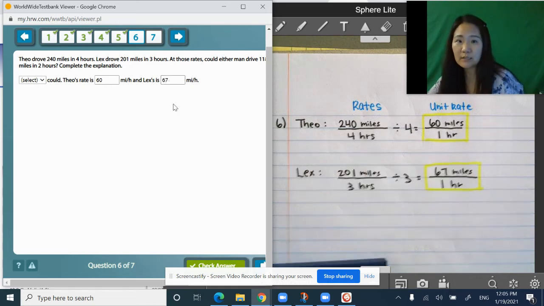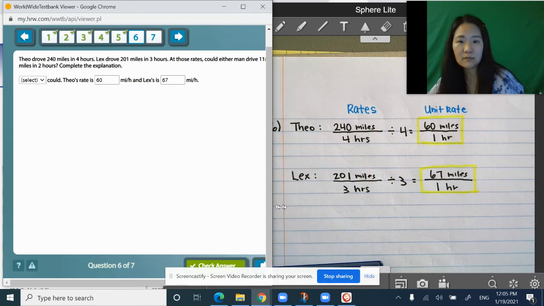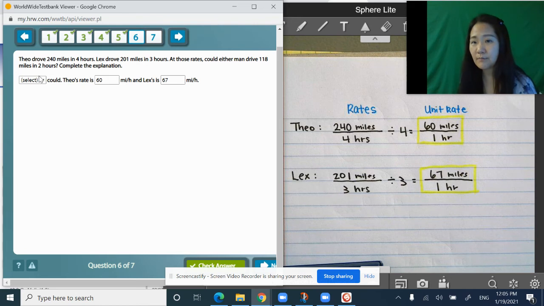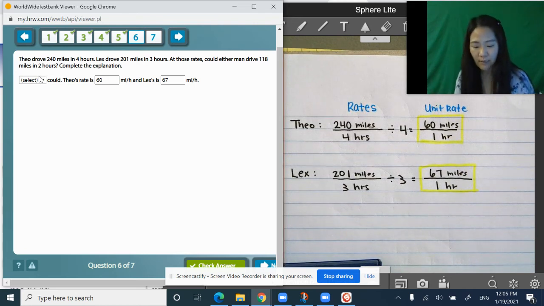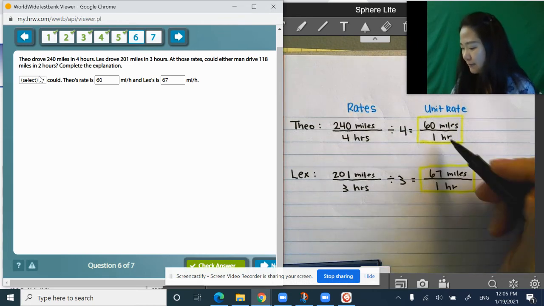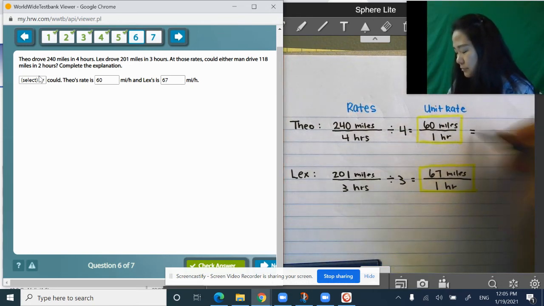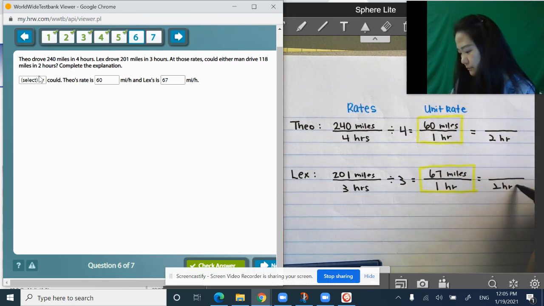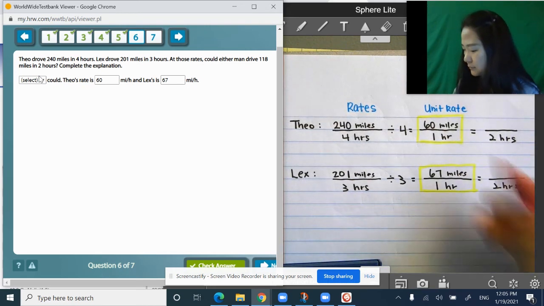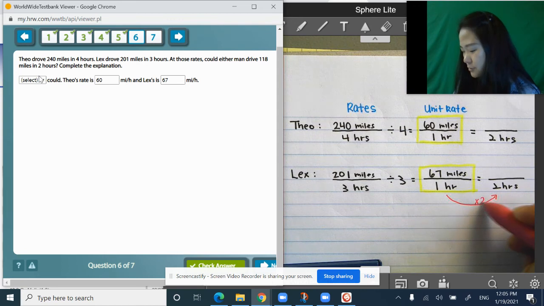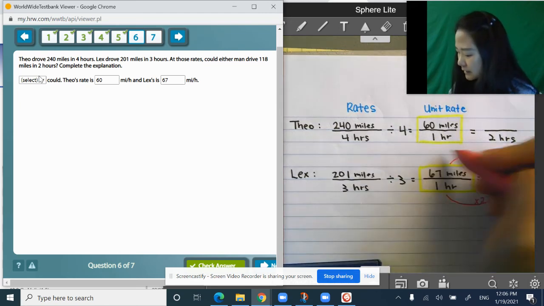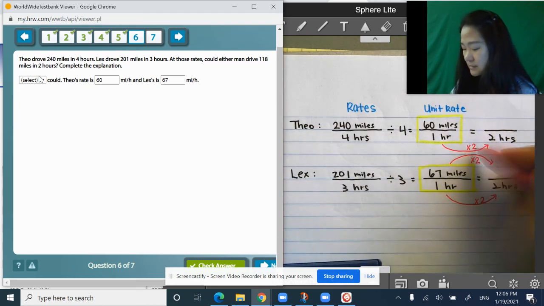But I need to do one more thing in order for me to be able to answer this question, which is, could either man drive 180 miles in 2 hours? So I need to find out how many miles they can drive in 2 hours. Well, that's not difficult at all because I have my unit rate here. All I need to do is find an equivalent rate with 2 hours. How do I do that? Well, 1 hour times 2 is 2 hours. So I'm going to multiply my numerator by 2. Same thing right here. 1 hour times 2 makes it 2 hours.